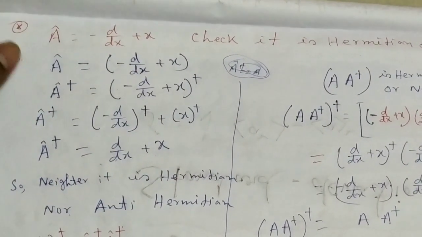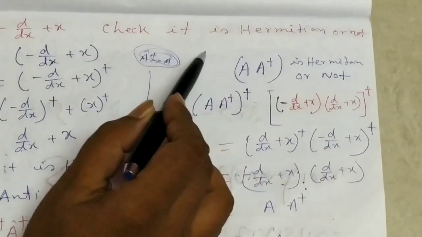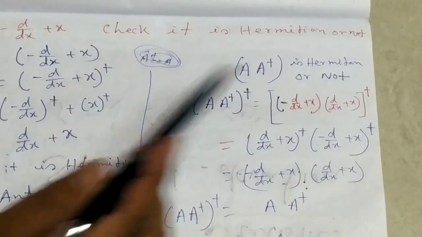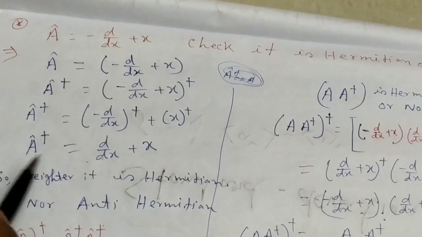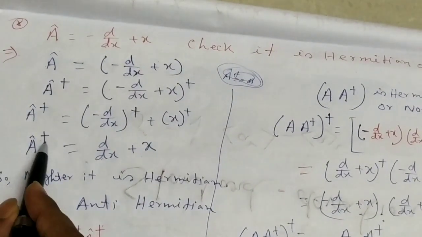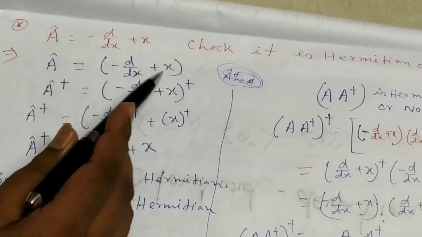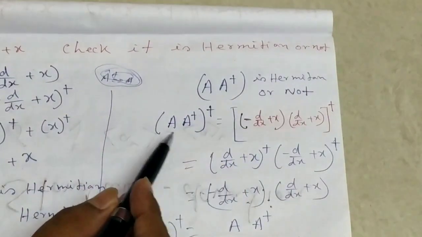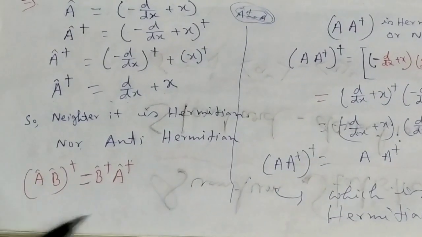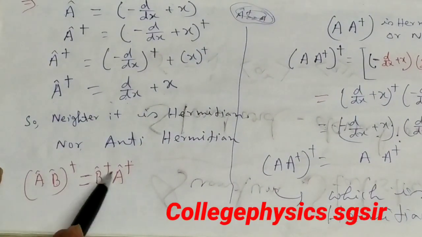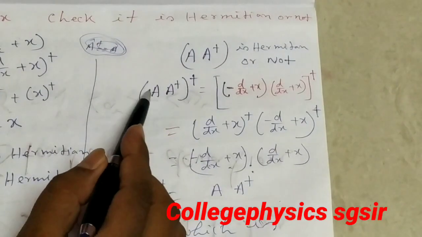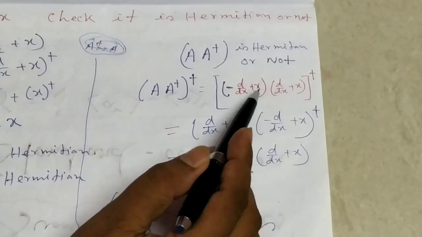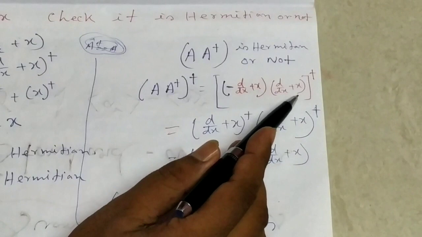Another question is given: if A is neither Hermitian nor anti-Hermitian, then is A† Hermitian or not? That we check. So here we are given A† = d/dx + x and A = −d/dx + x. So we calculate whether A† is Hermitian or not. Another rule we know is (AB)† = B†A†. So (A†)† should equal A, that is −d/dx + x, and A† means d/dx + x.